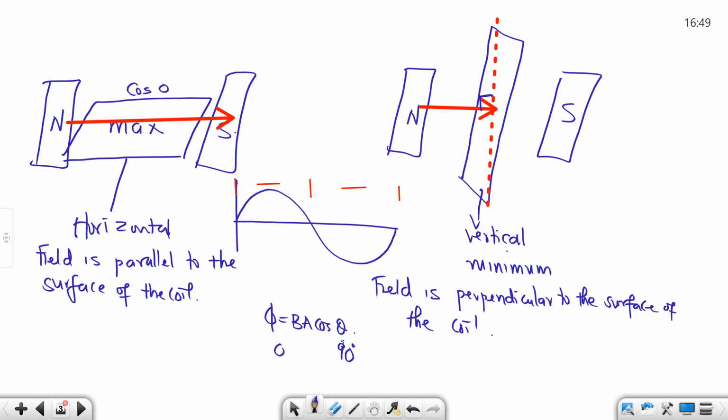So please take note of that, the position of the coil. I hope it makes sense. Please let me know, everybody. Guys, please let me know if it makes sense.